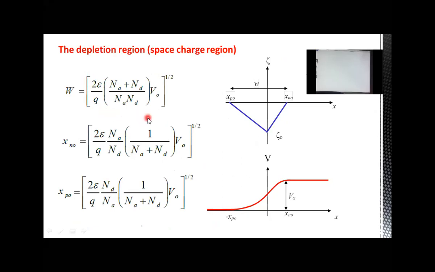Perfect. And using this relation, you can extract two relations, Xn node and Xp node. Again, Xn and Xp are the region in the n side and the region in the p side. Okay, where is the trick? The trick simply is here.